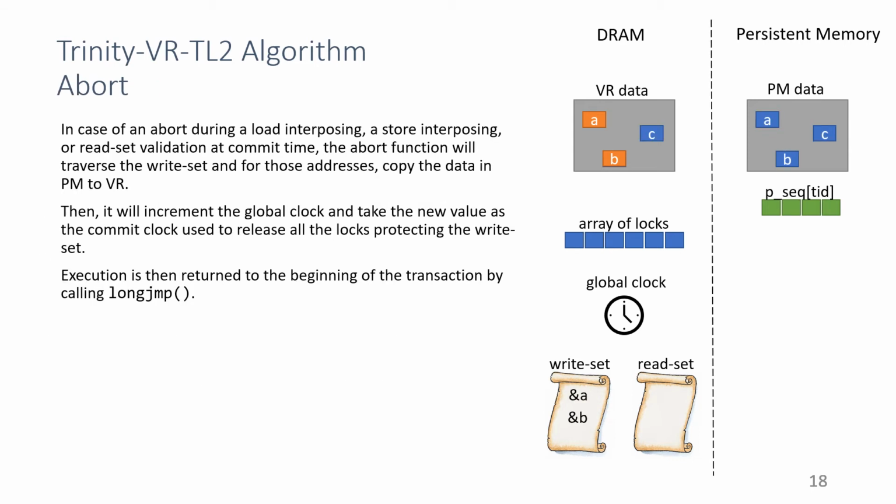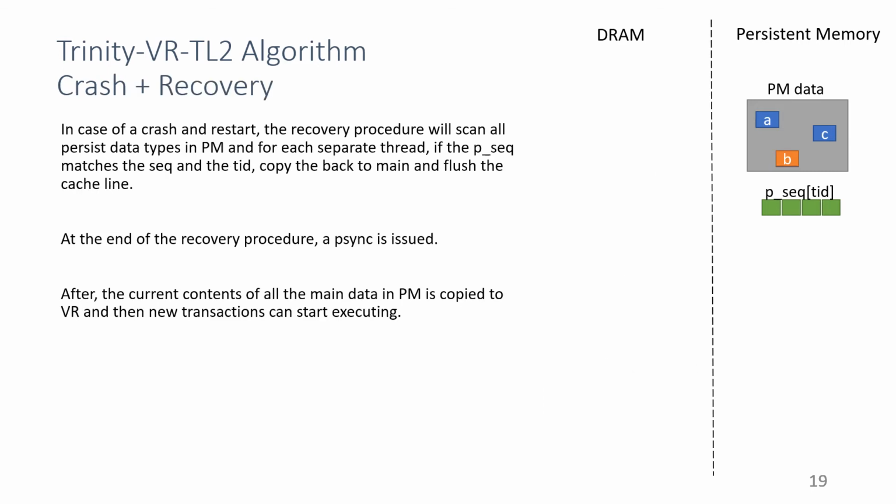In the abort, remember all the operations have been done solely on DRAM, so we can simply revert those using the typical TL2 approach and restart execution by calling a long jump. In case of a system crash, what we do is we execute the Trinity recovery protocol, reverting the last transaction if it's not committed, and then we copy the entire PM data into the volatile region, and we can start executing transactions from that point on.